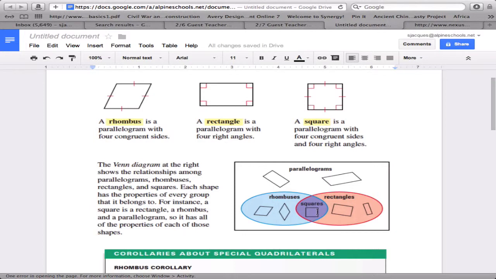But what makes it a square on its own is that it has congruent sides. So the only shape here that fits all of these categories is a square. It's a parallelogram that is also a rhombus and a rectangle. A rectangle just fits the rectangles and the parallelograms, and a rhombus just fits rhombuses and parallelograms. So that's a nice visual to see how that fits.